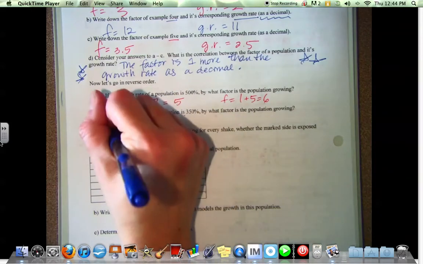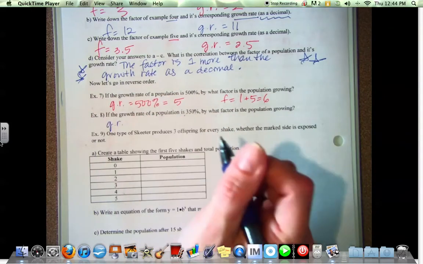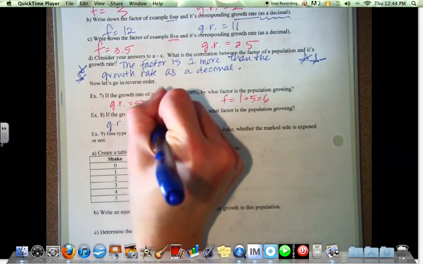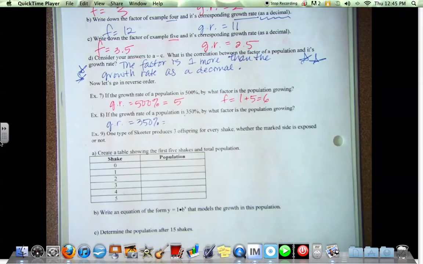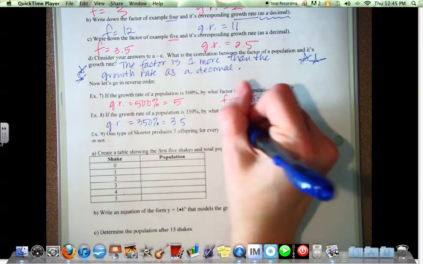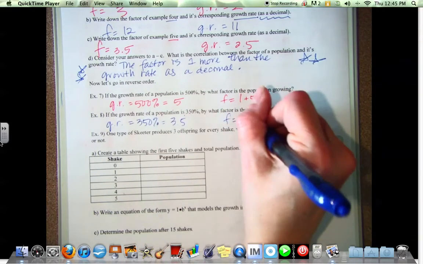Good. Example 8. Growth rate is 350%. What is it as a decimal? 3.5. So that means that the factor would be 4.5. Very good.